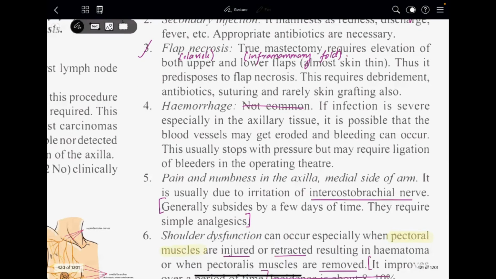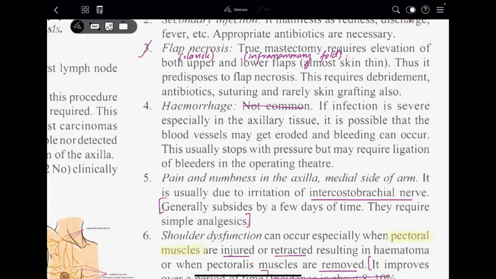Hemorrhage. When will you see hemorrhage? After the surgery. Just imagine that there's an infection in the axillary tissue and the blood vessels present in the axilla get eroded because of that infection, and bleeding can occur. This is how hemorrhage happens. Like, they might ask you how hemorrhage happens after MRM.